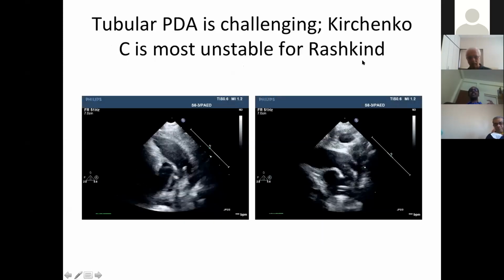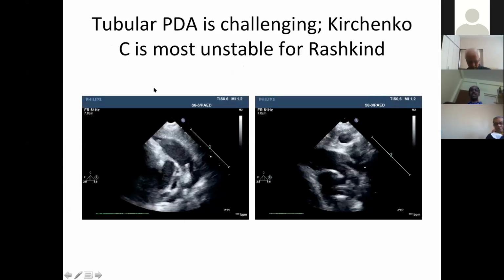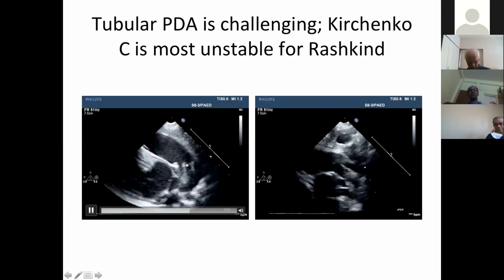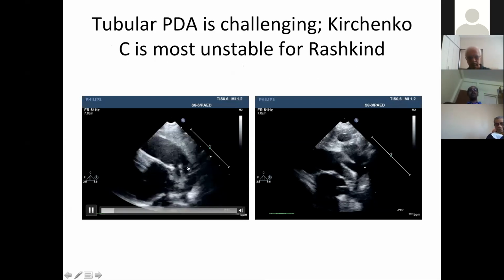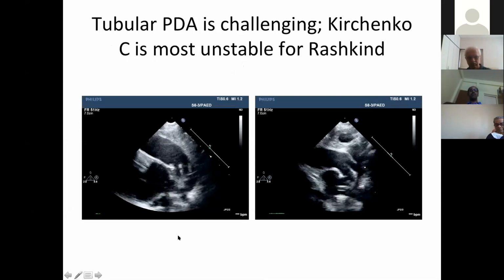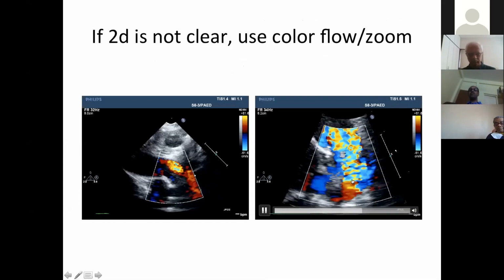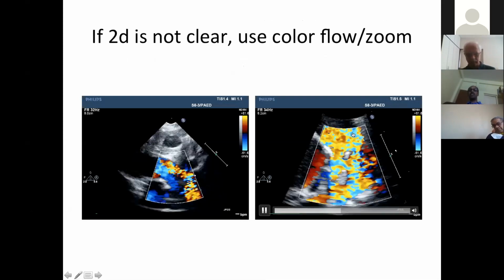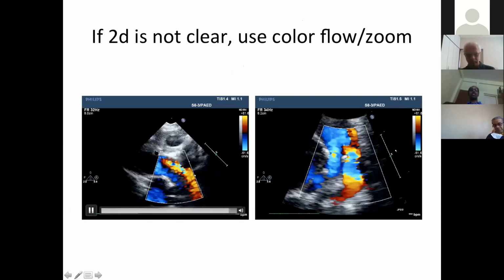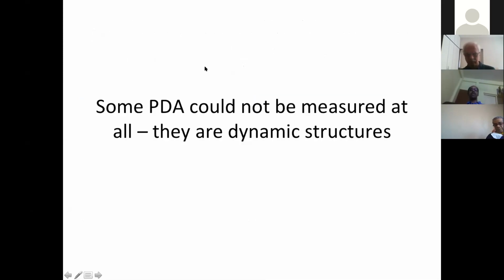Tubular PDA, as I mentioned, is challenging, and we need to view it in multiple views, and we need to be understanding how a tubular PDA actually looks. Sometimes the 2D anatomical view may not look very classical, in which case use 2D with color or with zoom, and you can appreciate that the color flow is tubular or does not have any constrictions at all. Some PDAs could not be measured at all as they are extremely dynamic.